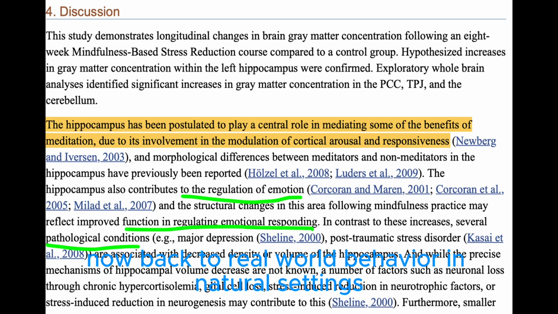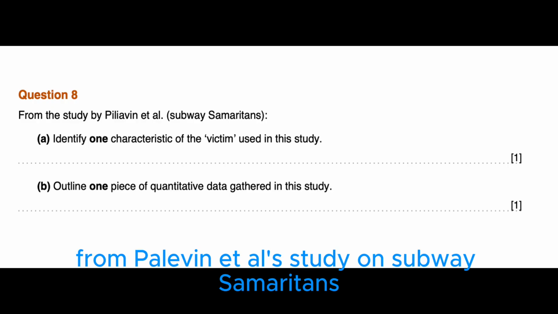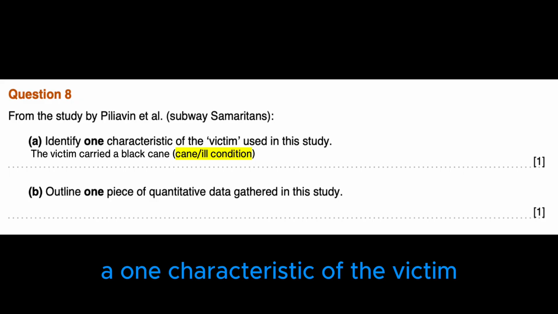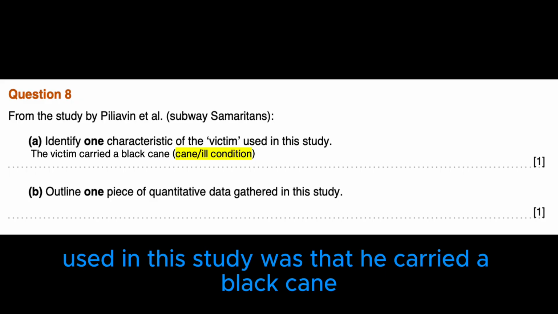Now back to real-world behavior in natural settings. Question 8 from Piliavin et al.'s study on subway Samaritans. A. One characteristic of the victim used in this study was that he carried a black cane.